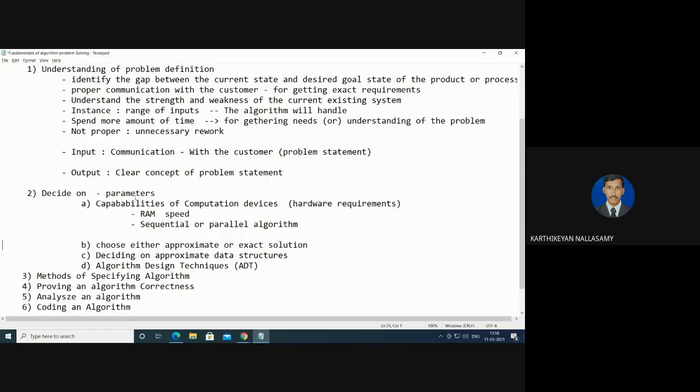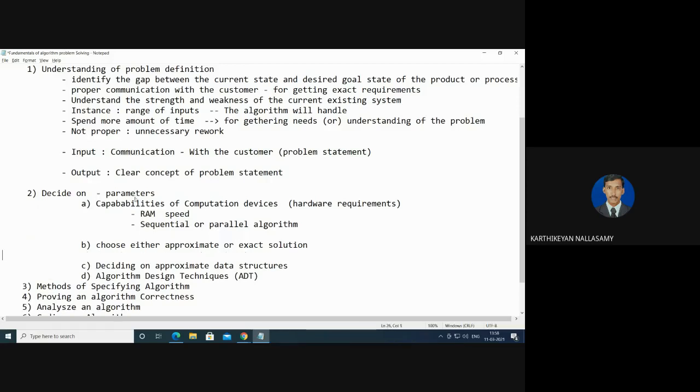Then the next thing is you are going to identify whether we are going to provide an exact solution or maybe an approximate solution. In some kinds of problems we are expecting only an approximate answer, and for some kinds of problems we are expecting an exact answer. So the next step is to decide what type of solution we are going to provide. And the next is very important.